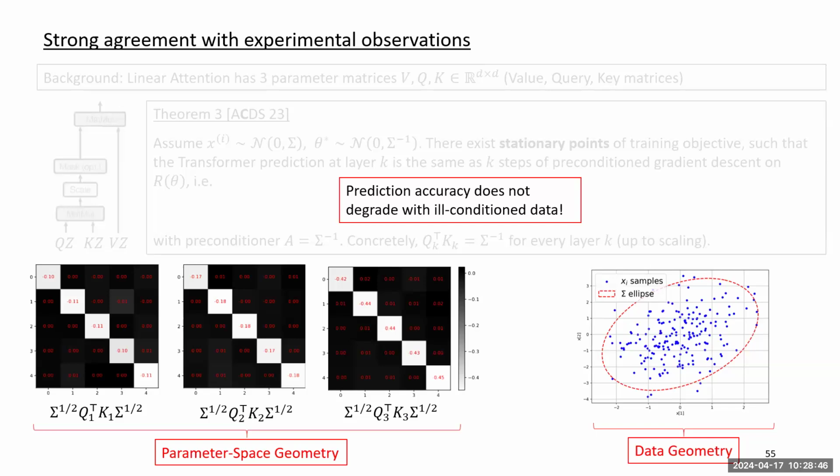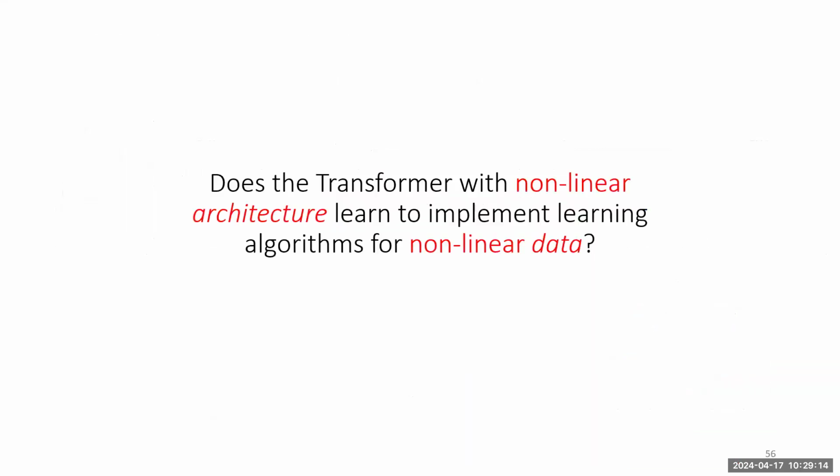And so there's this remarkable connection between the parameters being sigma inverse and the data covariance being sigma. And because of this correlation, the transformer's prediction accuracy doesn't degrade even when the data is ill conditioned, in the sense of due to sigma. Okay, so that sums up our result on linear transformers for learning linear patterns in data.